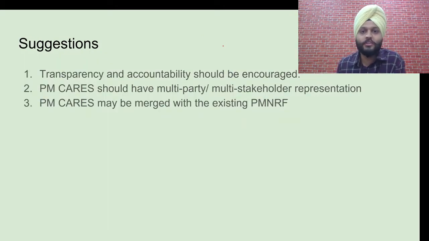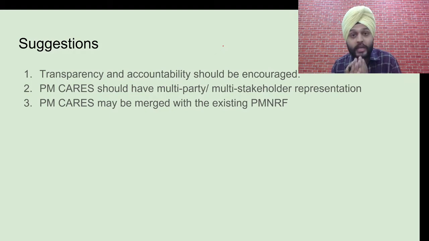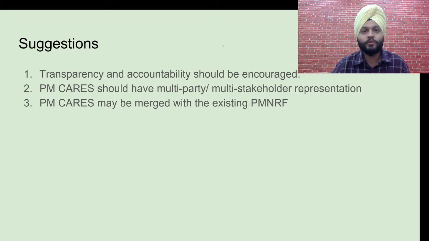So some suggestions with respect to the PM Cares Fund. Naturally, there is a need to promote transparency and accountability. So transparency and accountability needs to be encouraged. More information needs to be in the public domain, right? And people should not be required to go to the government, go to the media, file RTIs. All those things should also not be there. Things should be there on the website itself, and that should be the policy of the government.